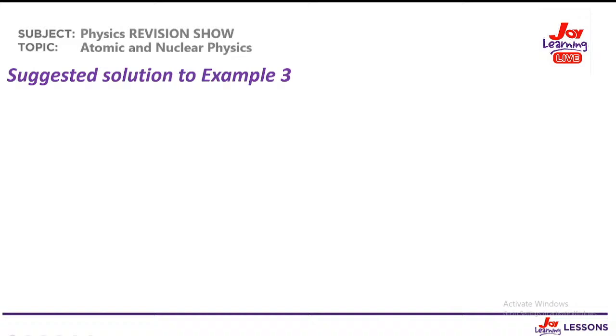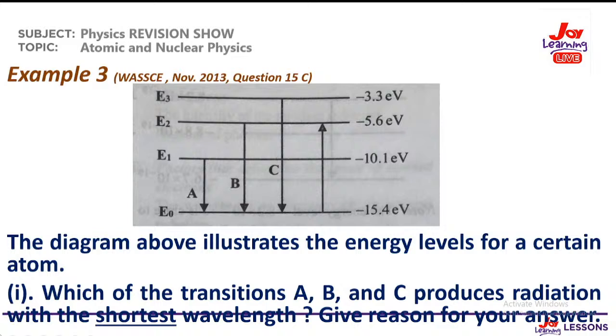You were asked to tell which transition will give us the shortest wavelength. So not get the value. You just tell us the transition. Is it going to be A, B, or C? C. Good. Perfect. That's correct. Transition C. But do you have a reason? Why will it be C?